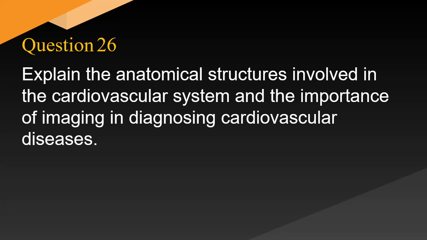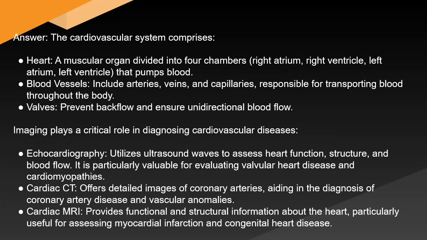Explain the anatomical structures involved in the cardiovascular system and the importance of imaging in diagnosing cardiovascular diseases. Answer: the cardiovascular system comprises the heart, a muscular organ divided into 4 chambers: right atrium, right ventricle, left atrium, left ventricle, that pumps blood. Blood vessels include arteries, veins, and capillaries, responsible for transporting blood throughout the body. Valves prevent backflow and ensure unidirectional blood flow.